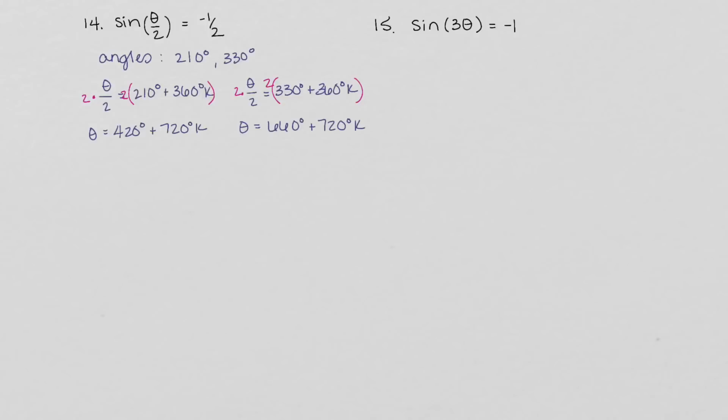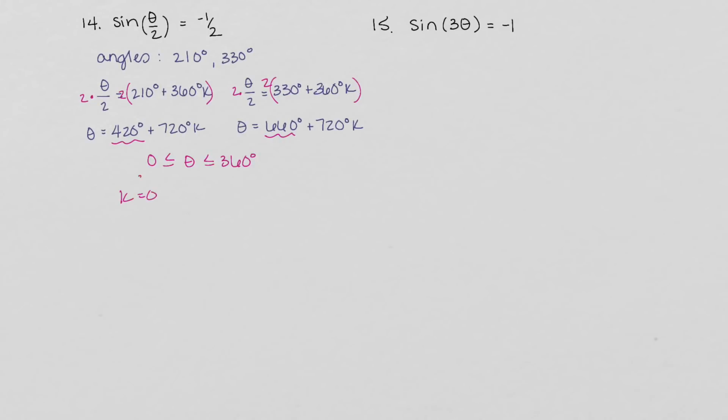And when we remember our interval, 0 is less than or equal to theta is less than or equal to 360, we look at these angle measures, the 420 and the 660, and we say even when k is 0, theta would be 420 and 660 degrees, and neither of those angles fit into our interval. Neither of them do. And so what we say here is, because none of those angles will fit into our interval, we say no solution.